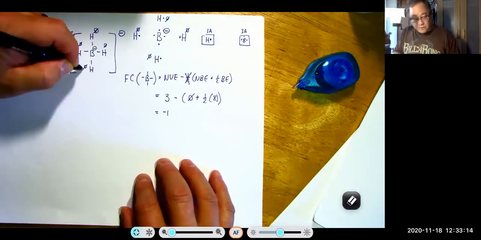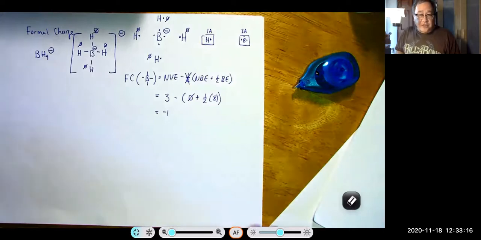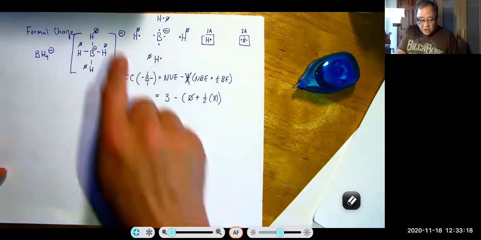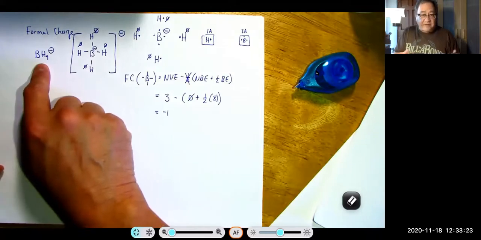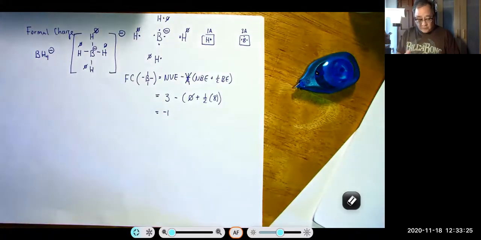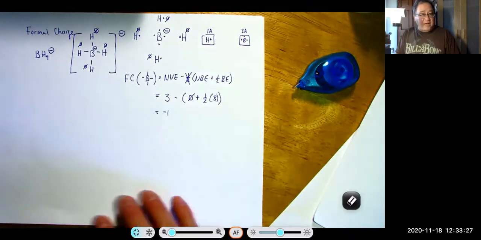And as far as formal charges go, that's pretty good for a Lewis structure. When you have a charge on the particular ion, you're going to have a formal charge that's not 0. But we've got 4 that are 0 and only 1 that's not. That's pretty good.